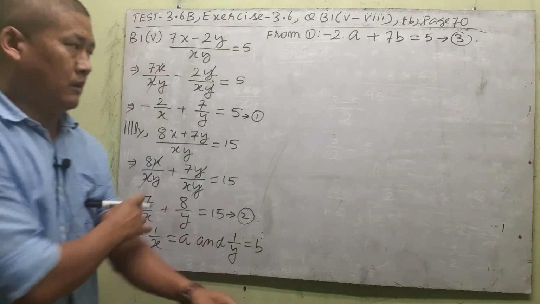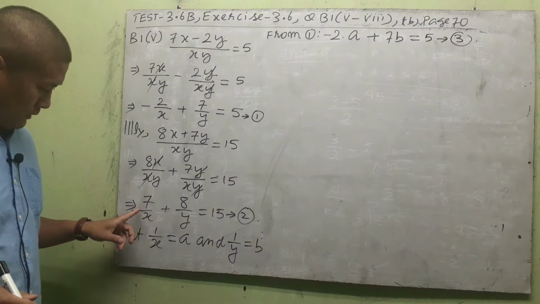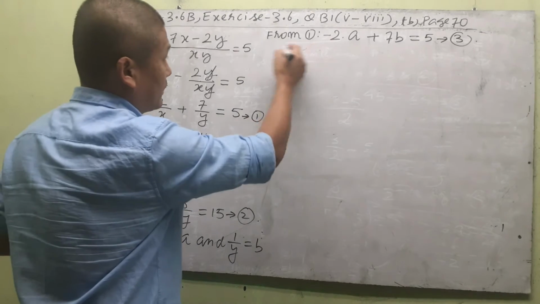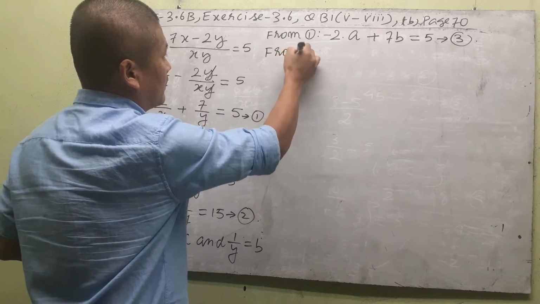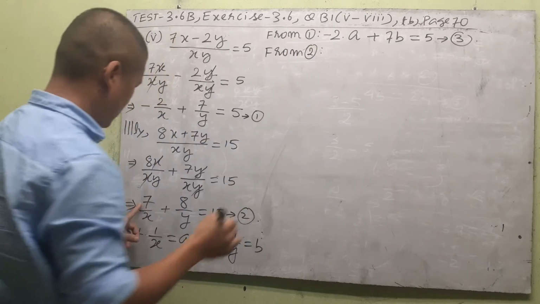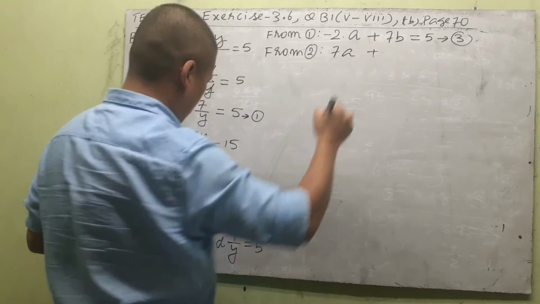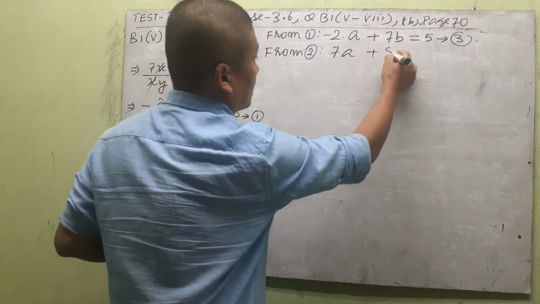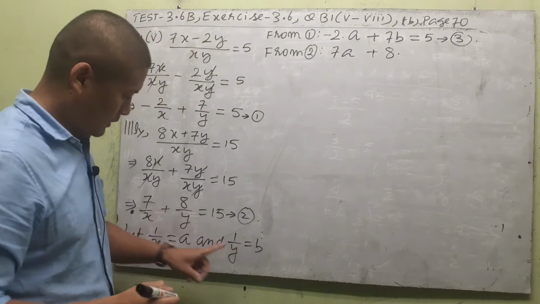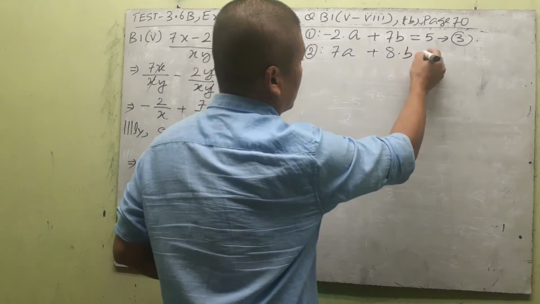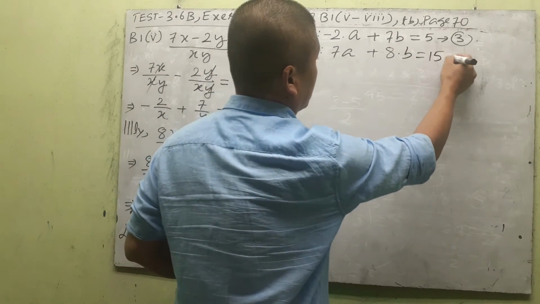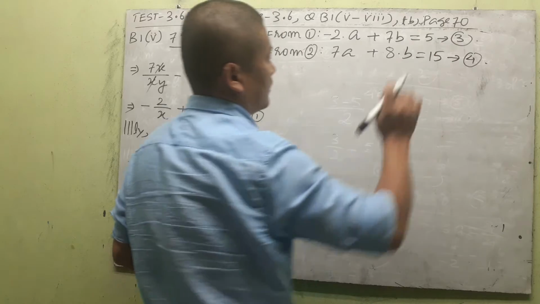Okay. And similarly in equation 2, I won't be explaining that now. So from 2, 7 into 1 by x is a, so 7a plus 8 into 1 by y, we decided to put as b, so 8b is equal to 15. Let us put this one as equation 4.